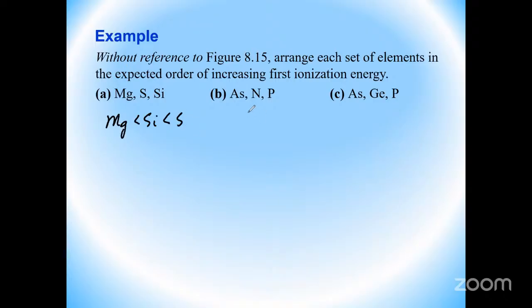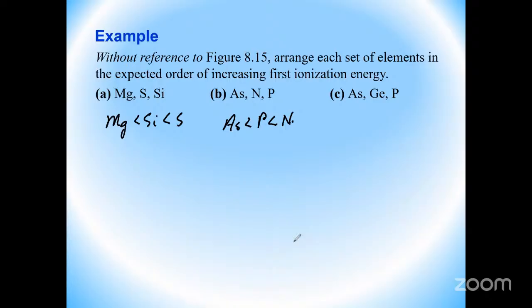Very good. Okay, for B, arsenic, nitrogen, and phosphorus. Now, in this case, they're in the same group. What did we say about the group trend going down for the first ionization energy? It would decrease. All right. So which would have the lowest between the arsenic, the nitrogen, and the phosphorus? Arsenic, followed by, exactly.